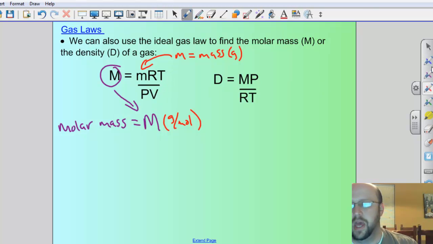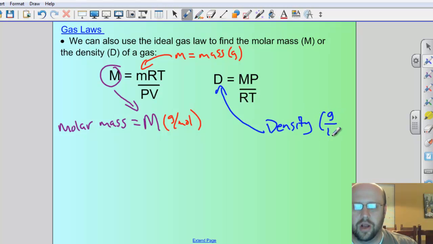Then the only other new thing here is the D, and that is density. Density in our case for gases is going to be in grams per liter. We did density earlier in the year, and it was grams per cubic centimeter.